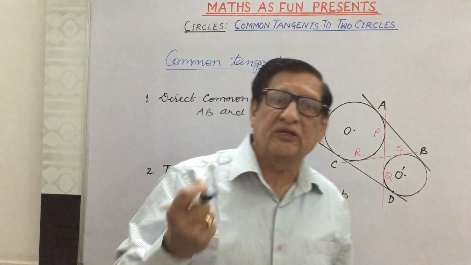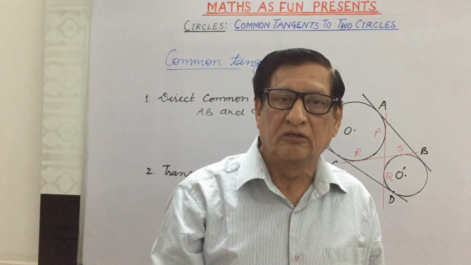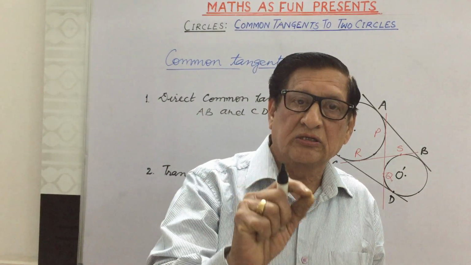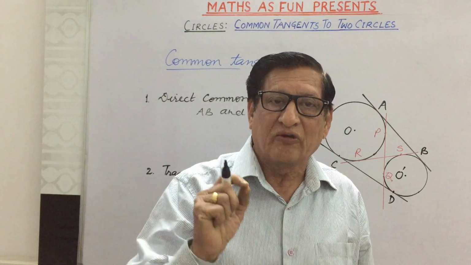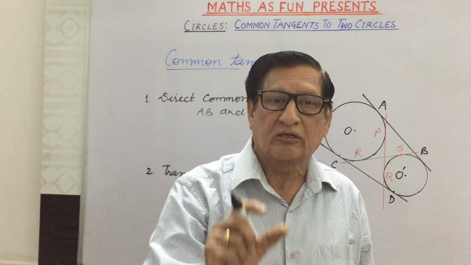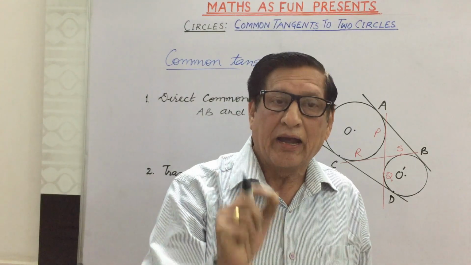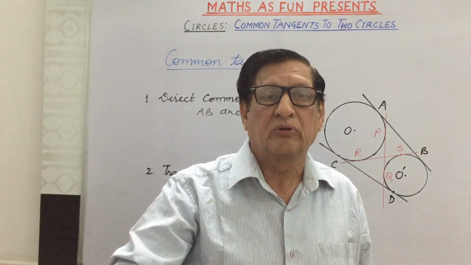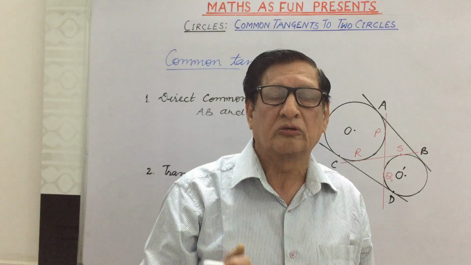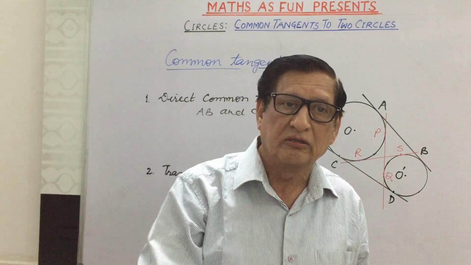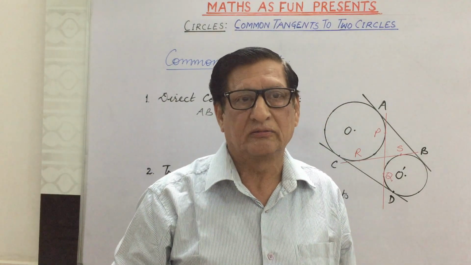Now we will come to all the 5 positions of different circles and draw the common tangents to them. We will learn what are the different conditions for them to be in these 5 positions, and also the number of common tangents that can be drawn to them. Now we will learn them in detail one by one.